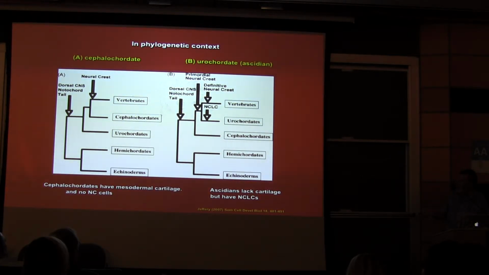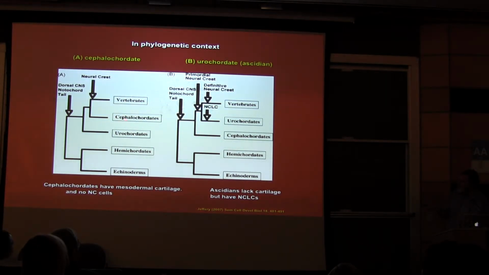The two basic, for our purposes, different things about Amphioxus and Ascidians are that cephalochordates have mesodermal cartilage in their gill slits, but no neural crest cells. So these guys have cartilage, which is a neural crest derivative, but they don't have neural crest cells. Whereas Ascidians lack cartilage, but they have cells that have been identified as neural crest-like. They have cells which migrate out from the neural tube and which make pigment and connective tissue and neurons. So they behave the way you would expect primitive neural crest cells to behave.